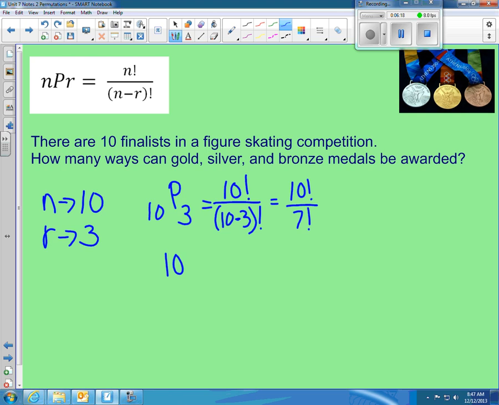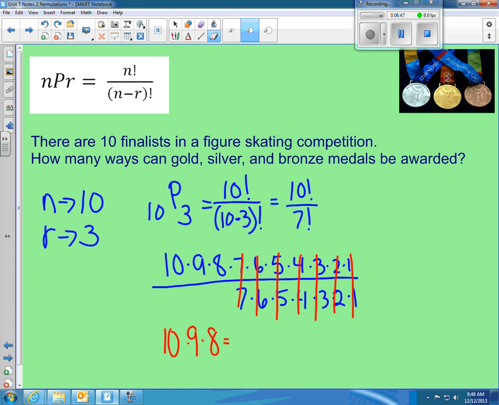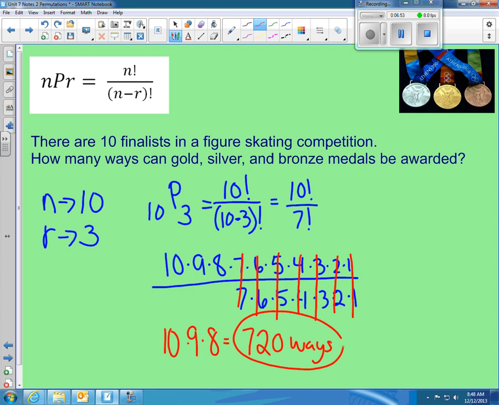Let's go ahead and write that out and simplify it. So 10 all the way down to 1, and then we have 7 times 6, 5, 4, 3, 2, and 1. Remembering that our terms are going to cancel, that's going to simplify us all the way to 10 times 9 times 8. And that is going to give us 3,000, not 3,000. It's going to give us 720 ways to give out those medals. That's a lot of ways for only 10 people.